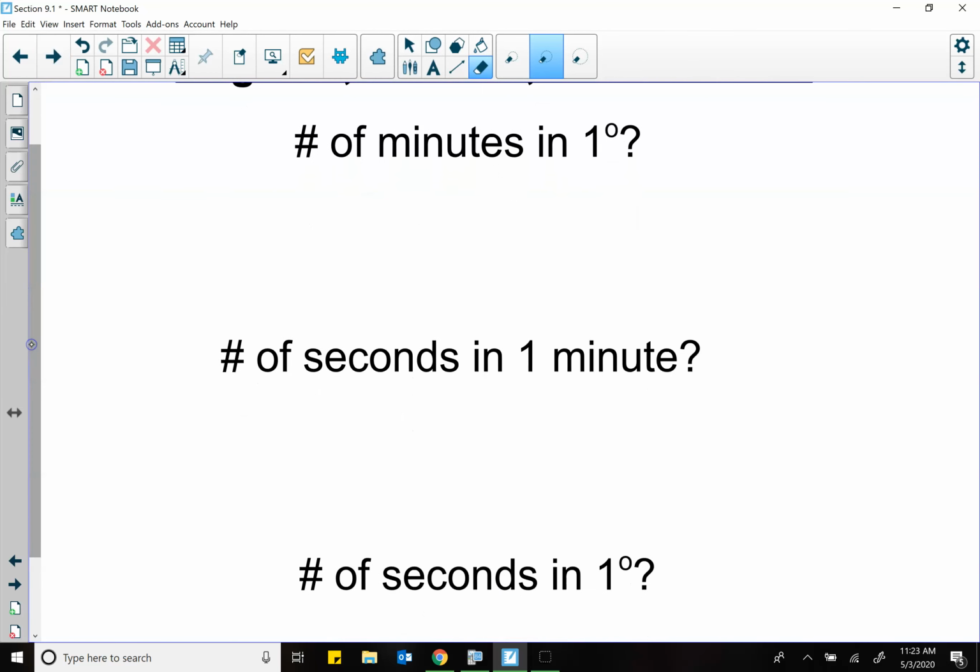So before we start messing around with degrees, minutes, and seconds, I want to know some information. This is kind of like if you're in college mathematics, I want to know about this unit fraction that exists. If I had 1 degree, how many minutes is that? So what do you think? 60! Absolutely. You guys are so good. So 1 degree is actually 60 minutes. Or if you have 60 minutes, you have 1 degree.